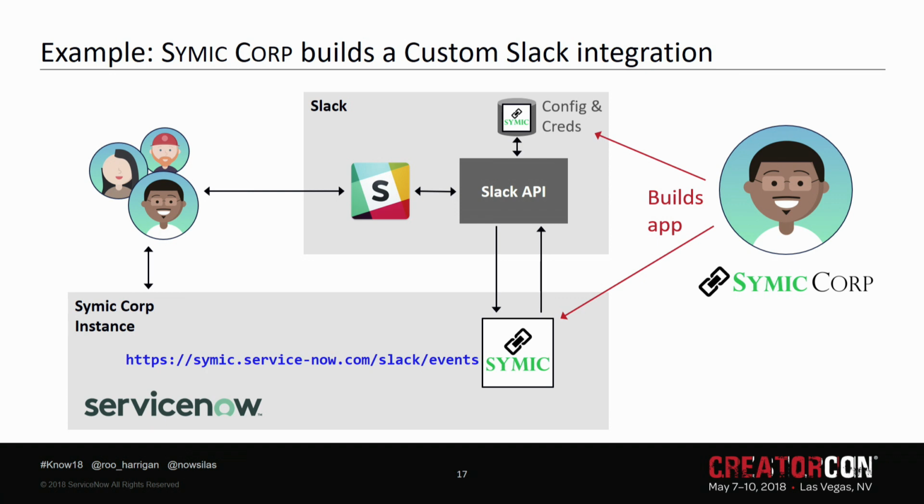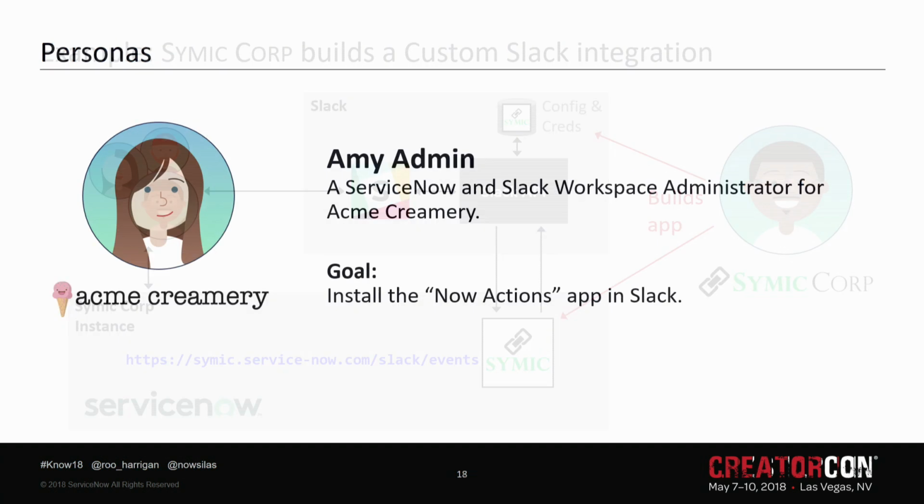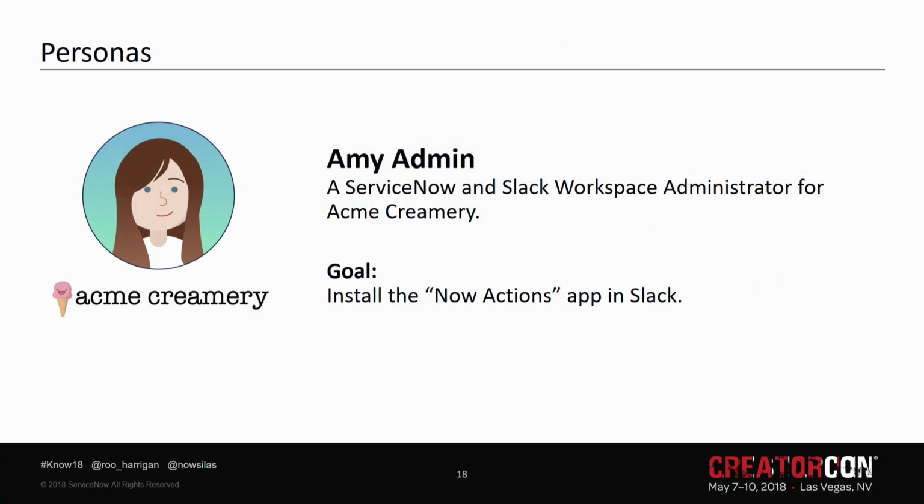Great. So this works really well for a company that has developers on staff, but that brings me to our next persona, Amy. Amy is a ServiceNow and Slack admin at her company, Acme Creamery, which is a dairy farm and ice cream shop. They don't have any developers on staff, but Amy is a pretty savvy end user.